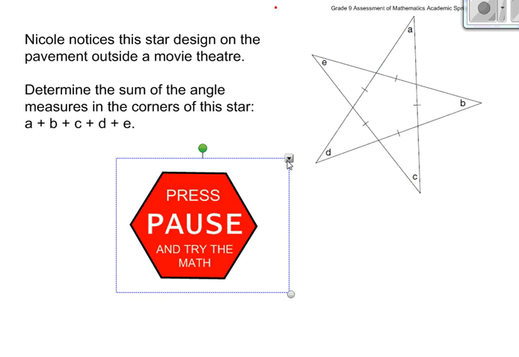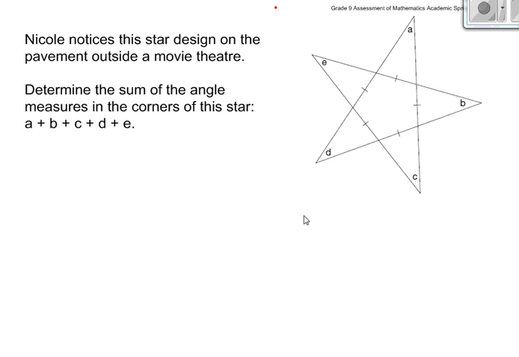Okay. So welcome back. Hopefully you pressed pause like I asked you to. It says, Nicole notices this star design on the pavement outside a movie theater, the Hollywood Walk of Fame. Determine the sum of the angle measures in the corners of the star. So I need to find out what is the sum of A plus B plus C plus D plus E. And again, there's absolutely no point in owning a protractor and trying to measure. That will not get you marks. That is not the point of high school geometry.